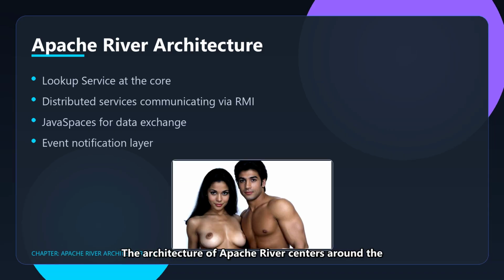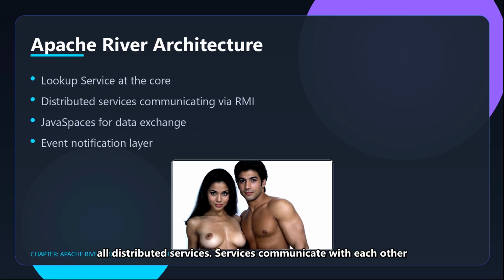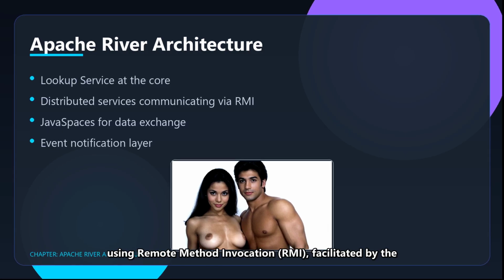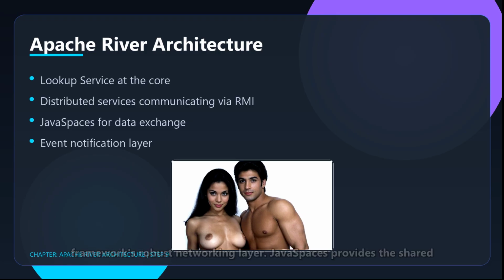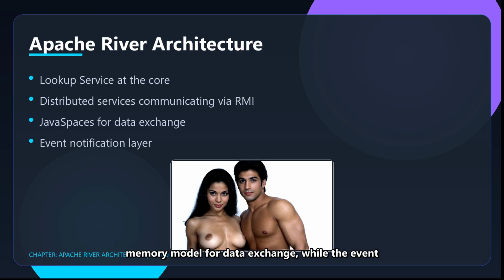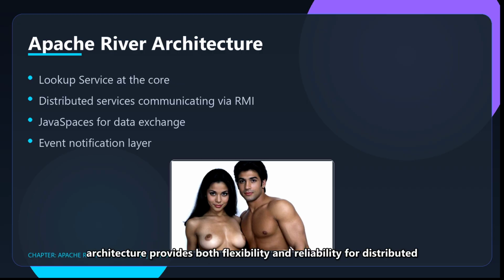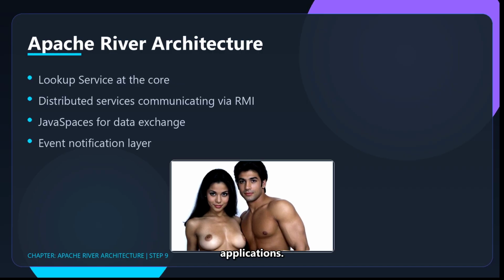The architecture of Apache River centers around the lookup service, which acts as the registry for all distributed services. Services communicate with each other using remote method invocation (RMI), facilitated by the framework's robust networking layer. JavaSpaces provides the shared memory model for data exchange, while the event notification system enables asynchronous communication patterns. This layered architecture provides both flexibility and reliability for distributed applications.